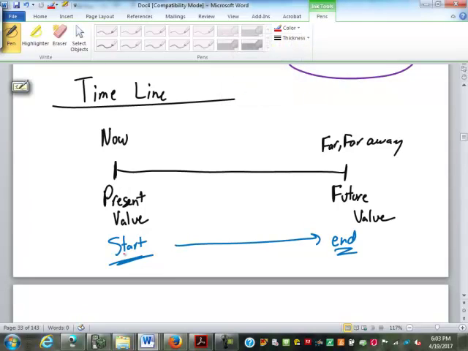And this is the known amount. We know how much money we're going to start with. We want to figure out how much we're going to end up with. So we know the present value. We want to know what our future value is going to be. What happens in the middle here is the compound interest.